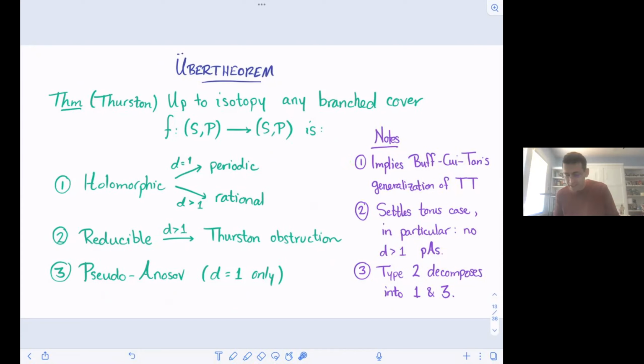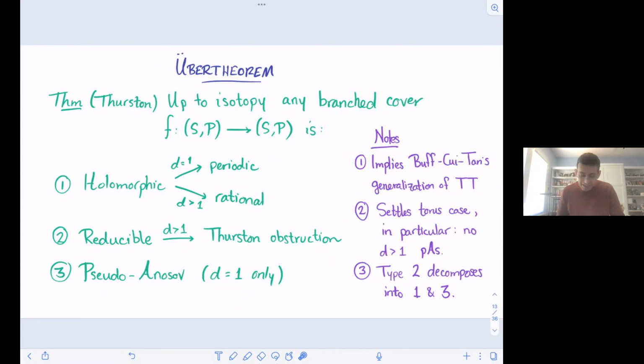So Buff, Qui, and Tan generalized Thurston's theorem. For Thurston, P was the post-critical set, and they generalized it to the case where P contains the post-critical set, which is the setting we're in today. So we're getting that. Point number 2 is that this settles the torus case.